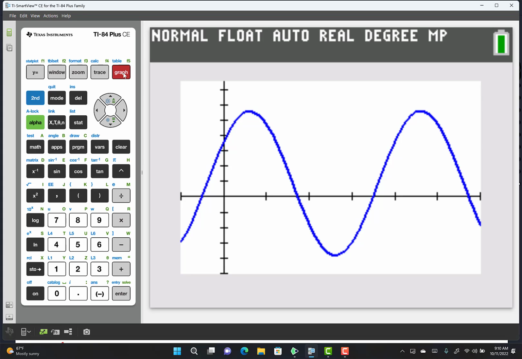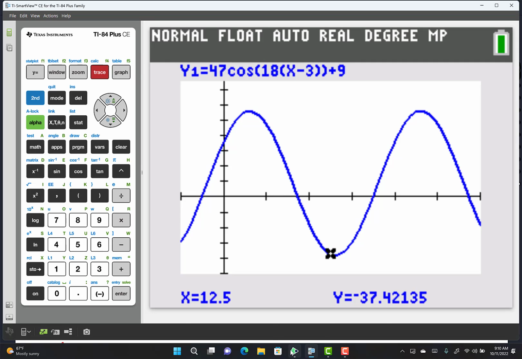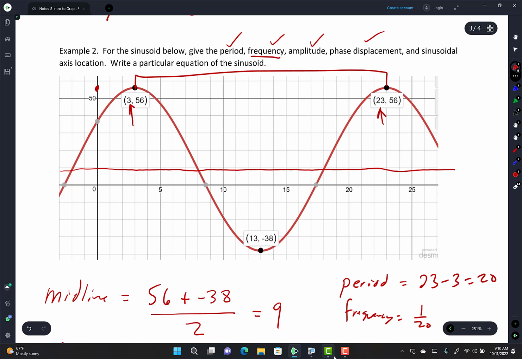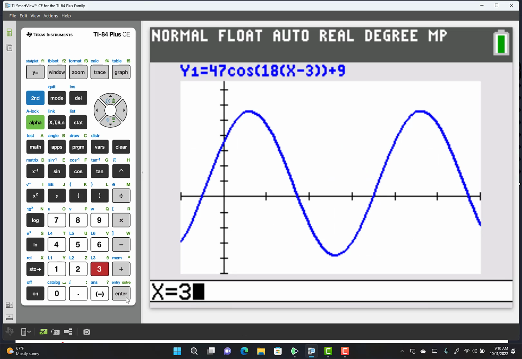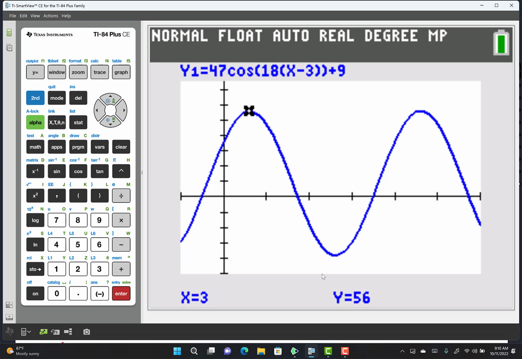I want to check to see if it's correct. What button do I push? The trace button, right? Trace. And then I'm going to check at 3 if I have a max there. So push trace 3. Enter. Do I have a max at 56?